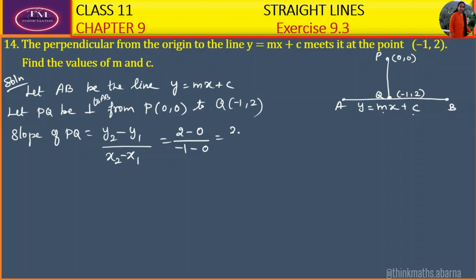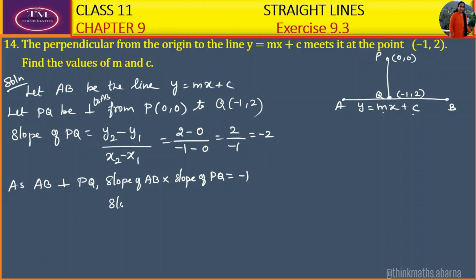So it is 2 minus 0, 2. Minus 1 minus 0, it is minus 1. So it is minus 2. So then what will be the slope of AB? As AB is perpendicular to PQ, we have slope of AB into slope of PQ equal to minus 1.